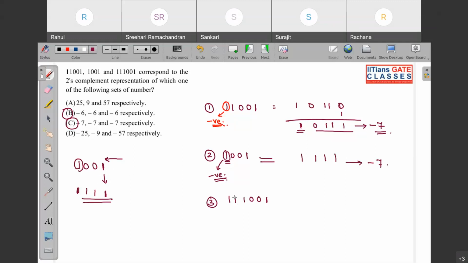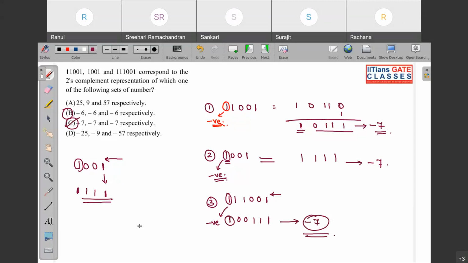Now let us check for this. Again you can see this is a negative number. Negative number means I need to take 2's complement once again. So the shortcut trick is, from the rightmost bit, search for the first one. You get it over here. So this is 1, and the remaining bits you need to complement. So this will be 1 1 0 0, and this is 1. So this again is -7. So option C is correct.